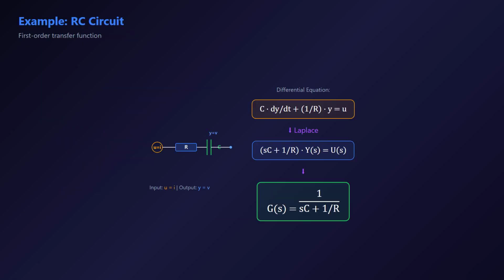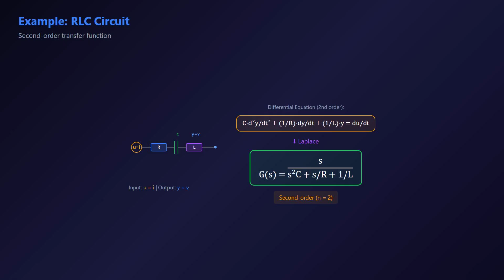Let us see an example. For an RC circuit with input current and output voltage, the differential equation is C times dy/dt plus 1 over R times y equals u. Applying the Laplace transform gives sC Y(s) plus 1 over R times Y(s) equals U(s). Solving for the ratio, G(s) equals 1 over (sC plus 1 over R). This is a first-order transfer function.